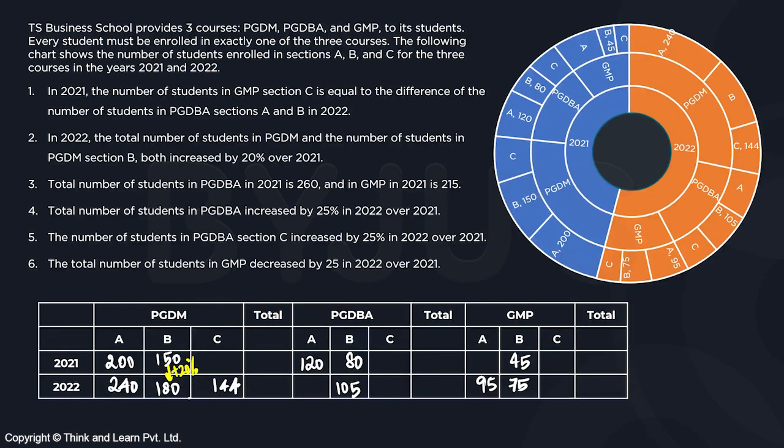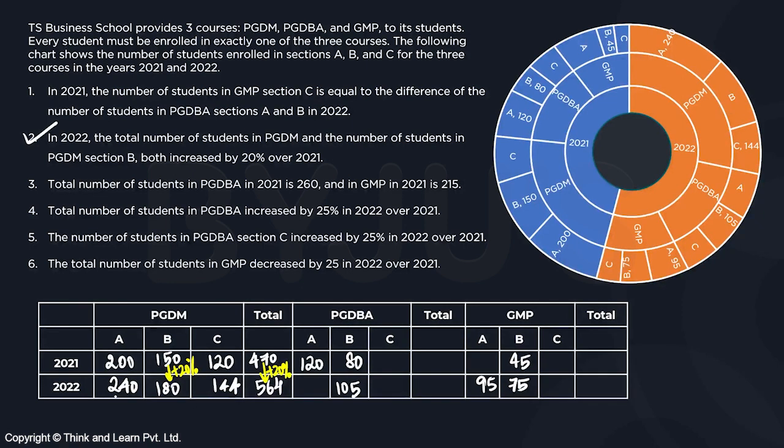Now, if we add the overall value of the year 2022 for PGDM, so we are talking about the second point right now, this is 234, 520, 564. As per statement number 2, it says that this has also increased by 20%. So 20% of what number is 564? We have 564 divided by 1.2, which will result in 470. Now, if this is 470, this is 200, this is 150, so this is going to be 120.